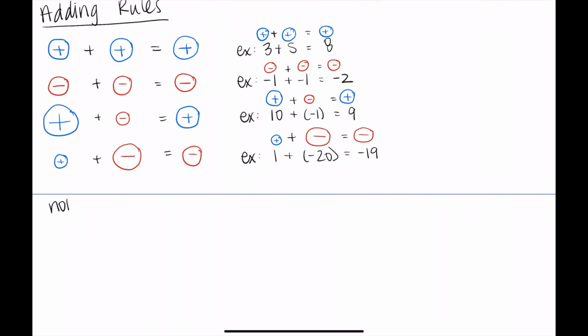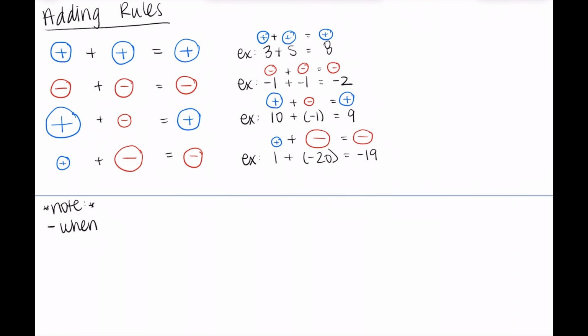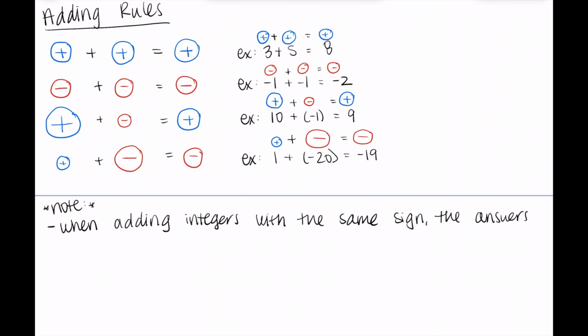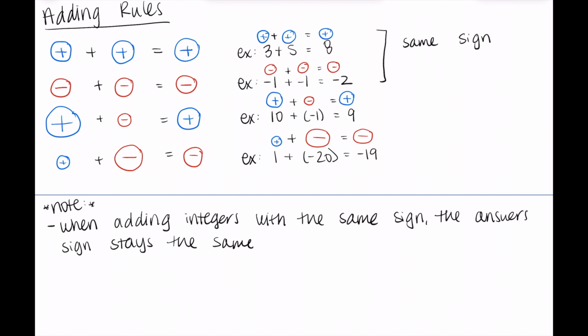I know that that was a lot of rules all at once. So let's take a step back and see if we notice any trends or patterns going on here. One of the first notes that I notice is when we're adding integers with the same sign, the answer sign also stays the same. So if we had two positives adding together, the answer was still positive, and two negatives adding together, the answer was still negative. So these top two rules that we went over, same signs, the answer sign would also stay the same.